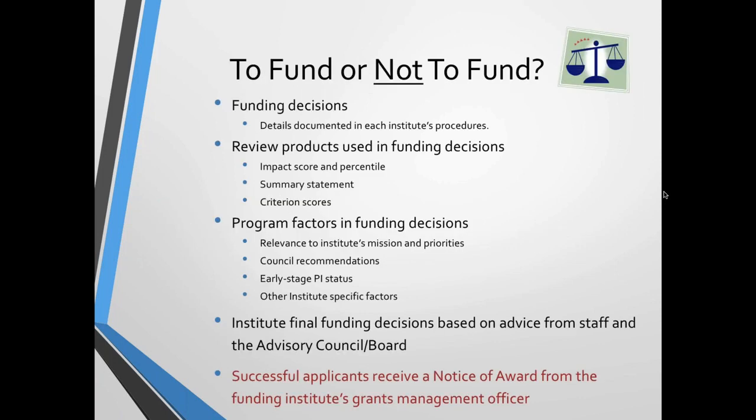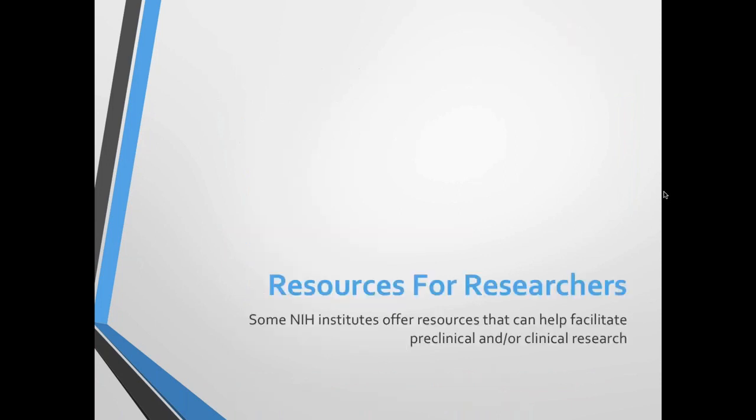As I mentioned, we have a 2-step review process. So the next step is that it'll go to council. So the second level of review is done by the institutes' advisory council or board members. We're ready now to make a decision. Fund this or not? Funding decisions will be made based on the documents that are presented. The review products, which include the impact score, the summary statement, and the criterion scores, so the individual areas that I mentioned.